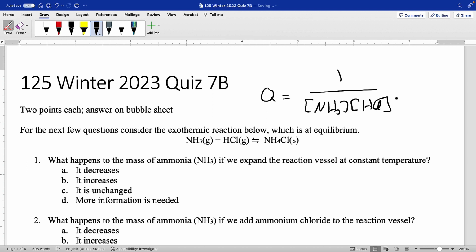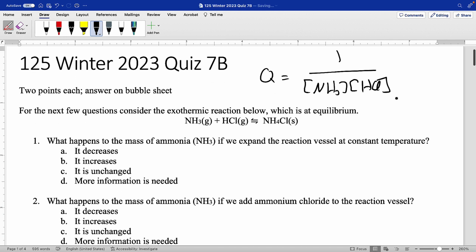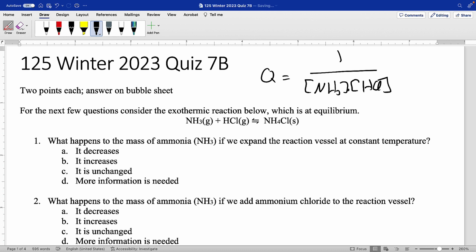So looking at this, what happens if we expand the reaction vessel? Well, we can see if we expand the reaction vessel, the concentration of ammonia and hydrogen chloride are going to go down. Well, if those go down, we can see that Q is going to go up. That means that K is going to be smaller than Q, at least initially. So when that happens, the reaction has to go backwards. Reaction goes backwards, we're going to increase the amount of our reactants, including ammonia. We're going to make more ammonia.